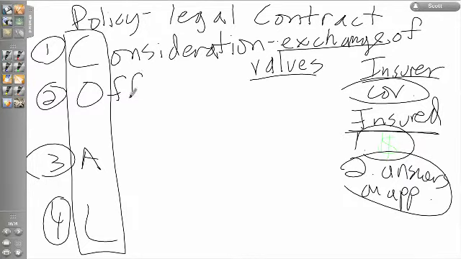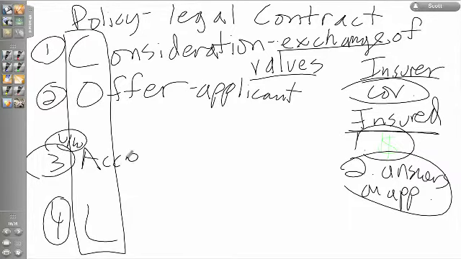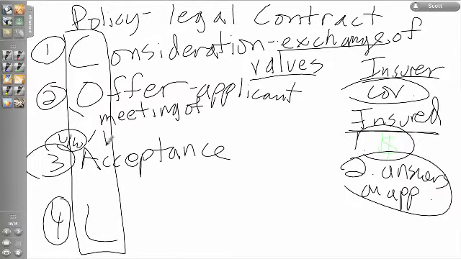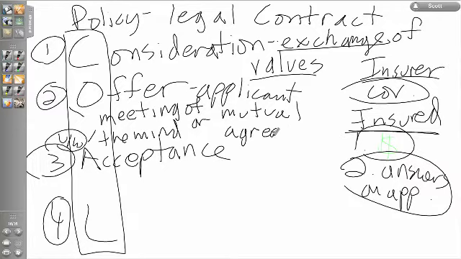Second thing, offer. Who's the offer made by? Applicant. So they fill out the application, they submit that initial premium, that's the offer to buy. In return, the underwriter at the insurance company issues the policy, which is referred to as acceptance. These 2 together are referred to as a meeting of the minds or mutual agreement. You have to know that as well.